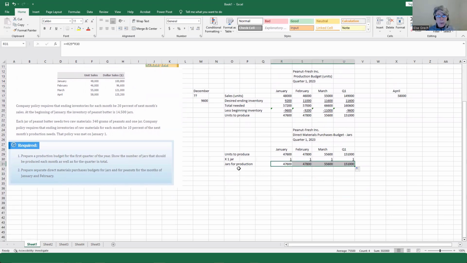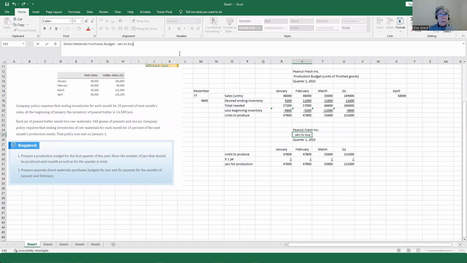Okay. Now, I need to know, what do I want my ending raw material inventory to be? I know what I want my finished goods to be, right? Production budget is units of finished goods. But my direct material purchases budget, it's jars to buy. That's what I'm doing here. I'm determining how many jars I have to buy, right? Now, it looks like I have to buy this many jars, but I would have had opening inventory, and I need desired ending inventory.